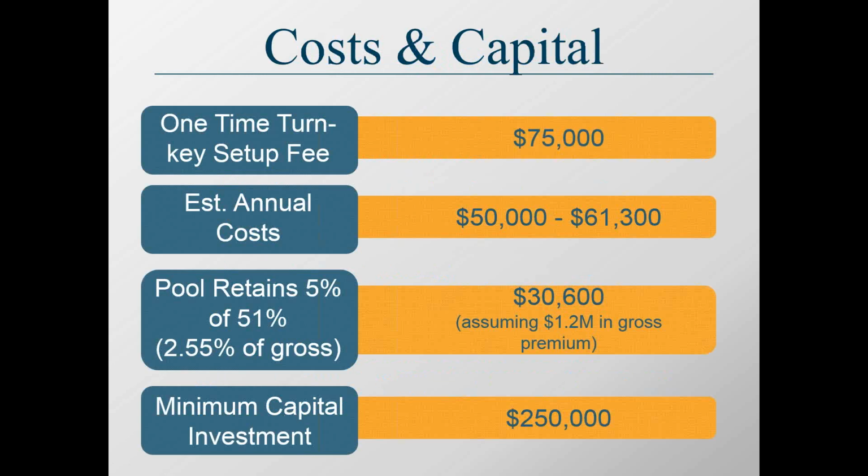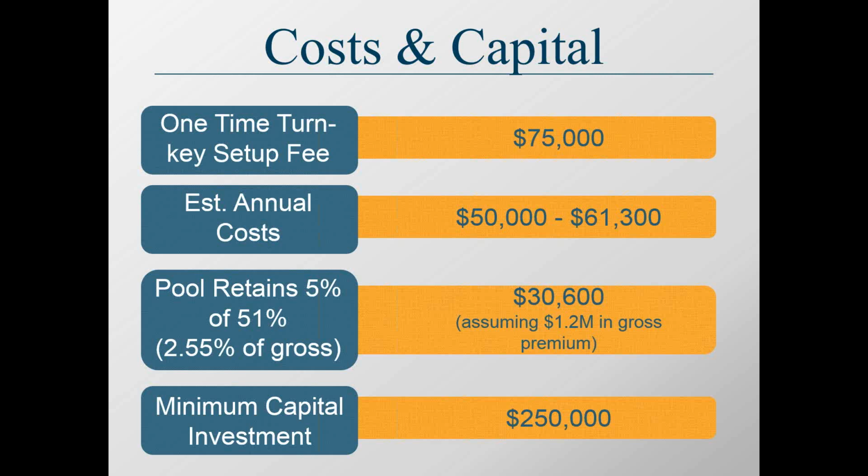So the cost for this, the setup fee is about $75,000, and that includes the business plan, the legal fees, the actuary fees, the filing fees, and everything up to the licensing of the insurance company. Then the ongoing cost is somewhere between $50,000 and $60,000 a year, and I'll show you the breakdown of that at the next slide. If that captive needs to take 51% unrelated risk and they're using this reinsurance pool, the pool has to be an insurance company and it retains 5% of the risk, so it retains 5% of the premium, so that's really an additional cost.